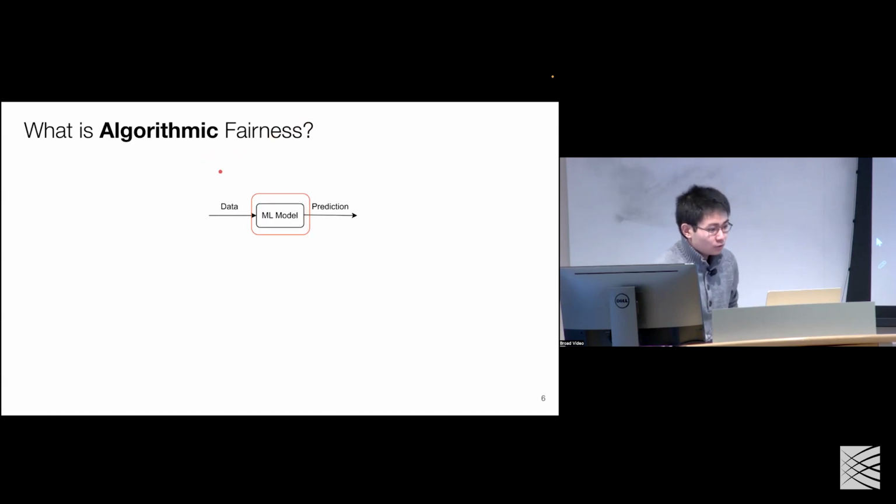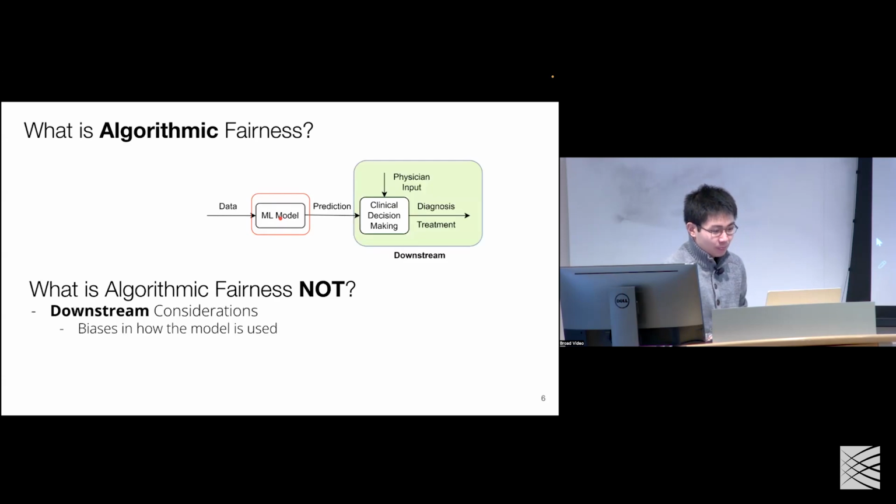To define algorithmic fairness, perhaps an easy definition is fairness arising from properties of the model: either its predictions or some behavior of this ML model. But inherent in that explanation is also what algorithmic fairness is not. There are many things outside of this pipeline which algorithmic fairness does not cover, for example, how the model is used downstream.